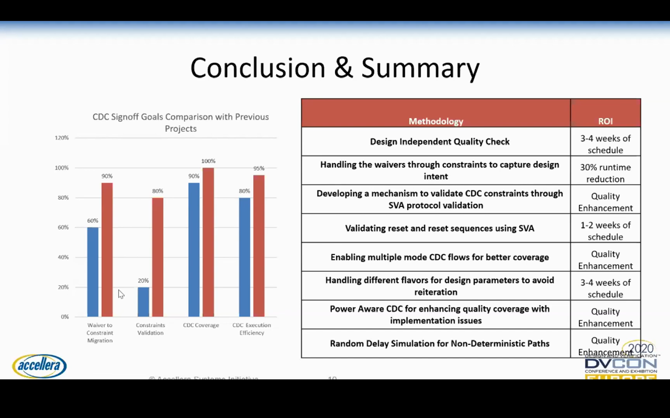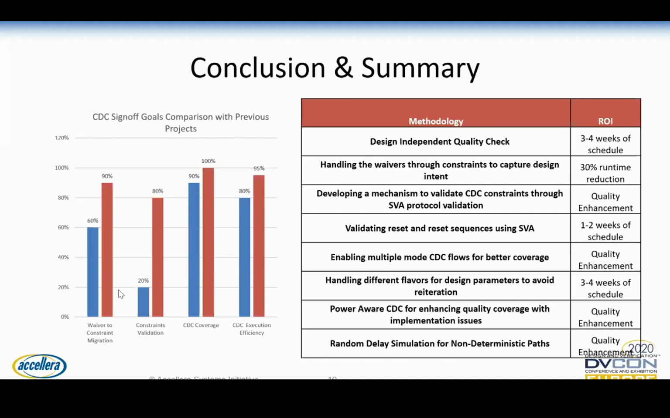Let's talk about the ROIs. For each methodology, I'm talking about the ROI. For the design independent quality check, we have had at least 3 to 4 weeks of schedule saving, so that helps in the TAT. The second one is the waiver mechanism. Once we have all the waivers, it has helped us in a 30% runtime reduction of the CDC analysis. The third one is the CDC validation.